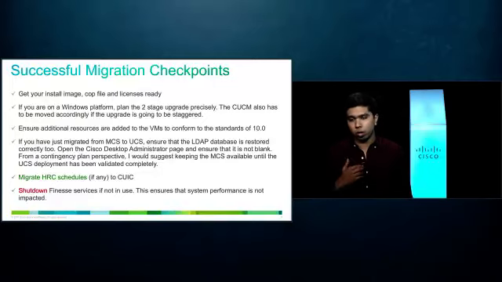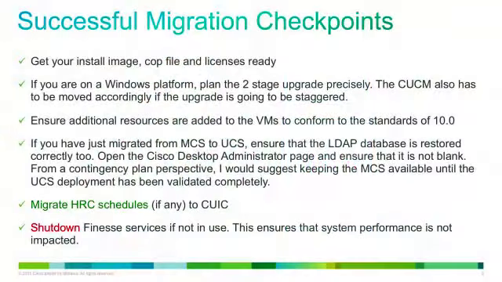And the next thing would be, of course, if you have moved from MCS to UCS, and this is purely out of experience and previous TAC cases, once the restore is completed, the DRF page might tell you that the restore is complete, but make sure that the LDAP part is restored as well. So how do you do it? It's very simple. Go to the Cisco desktop administrator page and make sure the entries are not blank. So if you're seeing the entries, then it means the LDAP is restored as well.